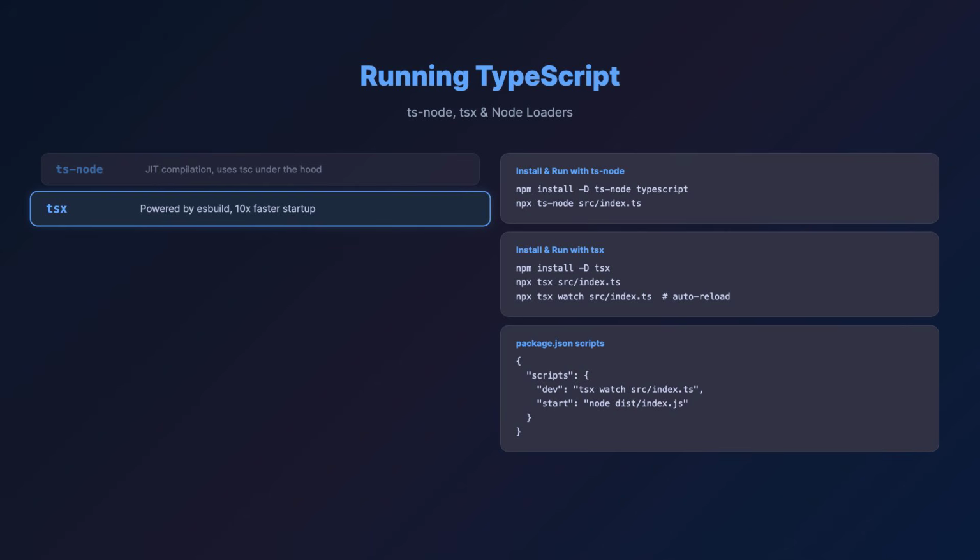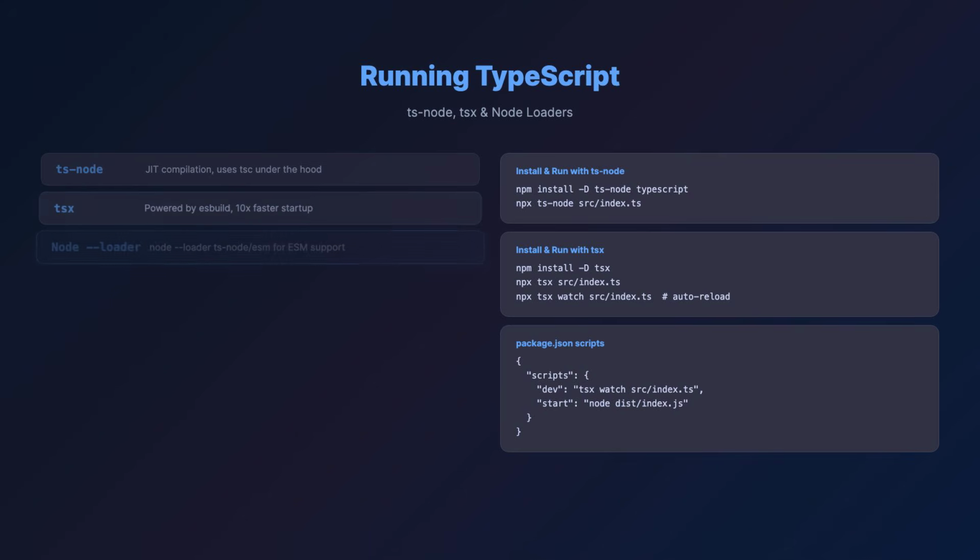The second tool is tsx. tsx uses esbuild under the hood instead of TSC. Esbuild is written in Go and it's roughly 10 times faster than TSC for transpilation. Install tsx as a dev dependency, then run npx tsx src/index.ts. It starts almost instantly. tsx also has a watch mode. npx tsx watch src/index.ts. It reruns your file every time you save.